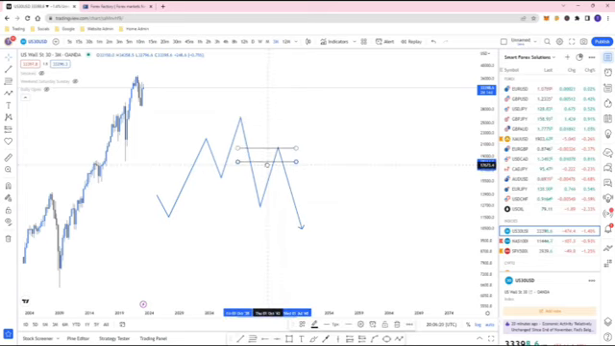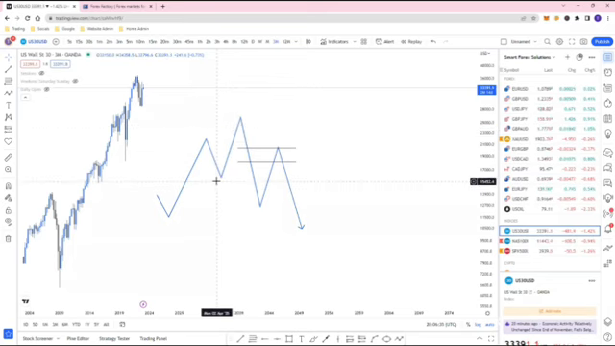So this is an entry we kind of took today. Now, entering off of just any kind of imbalance is risky. But entering off of a certain type of imbalance, which lies within an order block, is a perfectly viable opportunity to sell in this instance here.